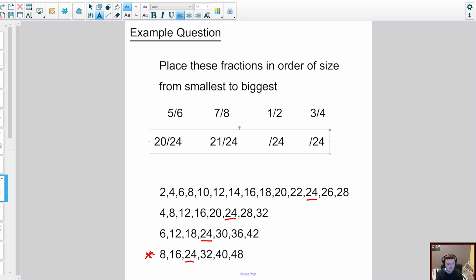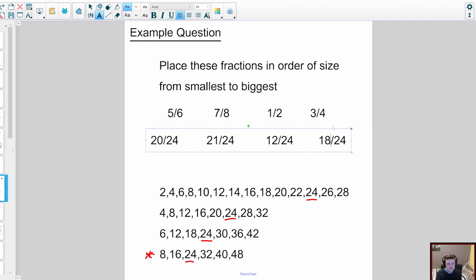Going in the twos, 1, 2, 3, 4, 5, 6, 7, 8, 9, 10, 11, 12. So 1 times 12 is 12. Also, this is a half, so you know that 12 is half of 24. But that's fine. If you're not sure, just have a look in the times tables. And then finally 4, 1, 2, 3, 4, 5, 6. 6 threes are 18. And so what we've got is all of our numbers out of 24.